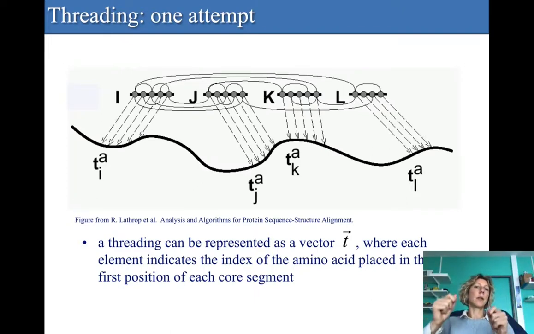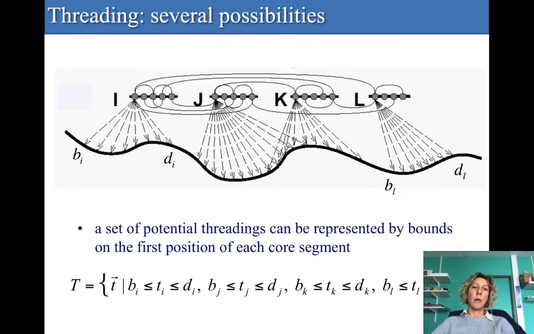And then still you have this combinatorics problem where you want to join the different core segments together. So for this you have the lines. So a set of potential threadings can be represented by bounds on the first position of each core alignment. Okay, so I have my T, which is my set of threadings. Each threading is a vector T, and it is defined by each T_i, j, k, l. So the first position of the core segment is bound by B_i, D_i, B_j, D_j, etc.